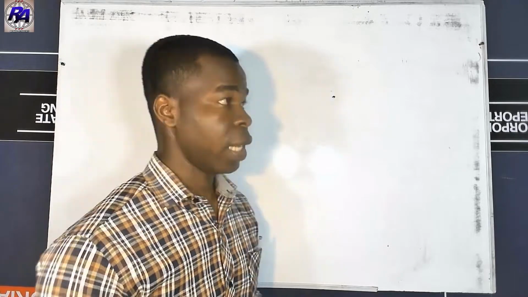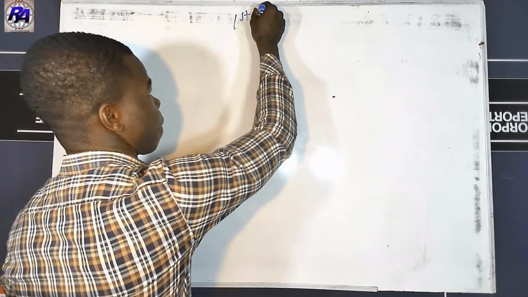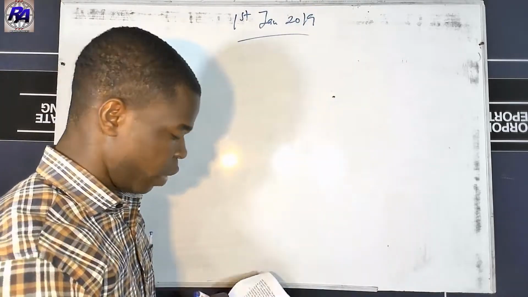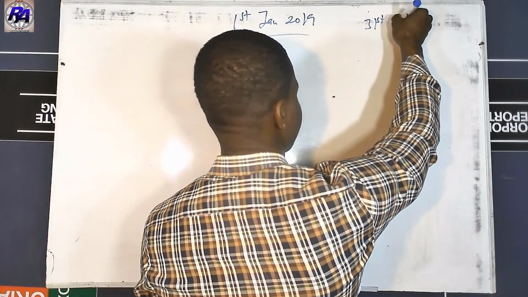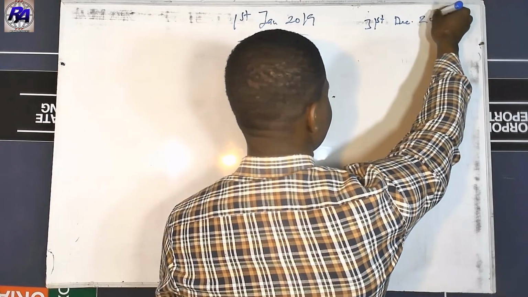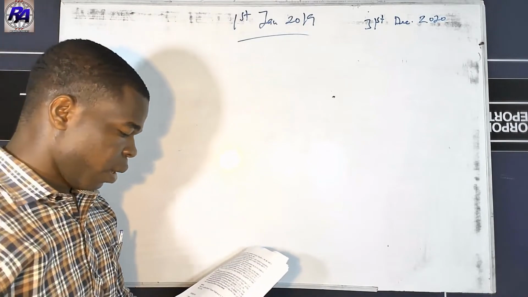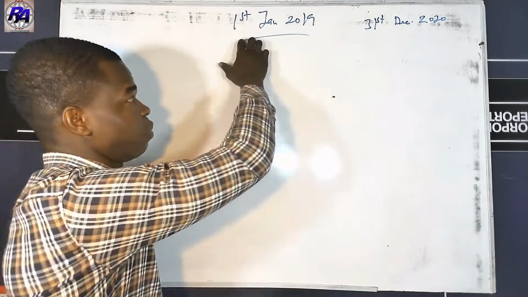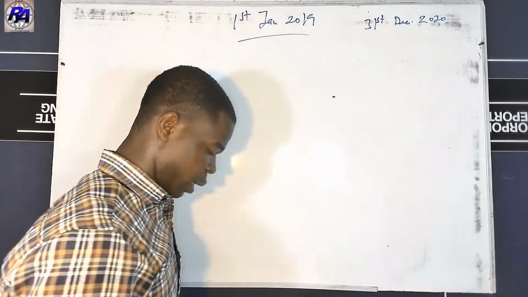So here we are told that Stalky Limited acquired 30 million ordinary shares of Fund Limited on 1st January 2019. So here the acquisition date is 1st January 2019, and then we quickly have to look at the reporting date, which is 31st December 2020. If you look at this properly, the acquisition date and the reporting date is 2 years, because from January to December 2019 is 1, and this one to 2020 is 2 years.